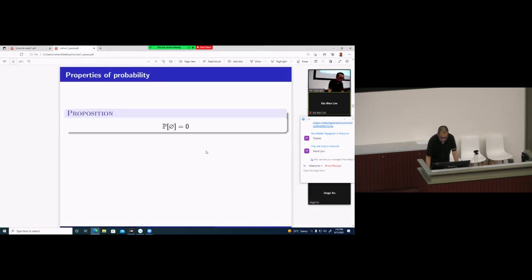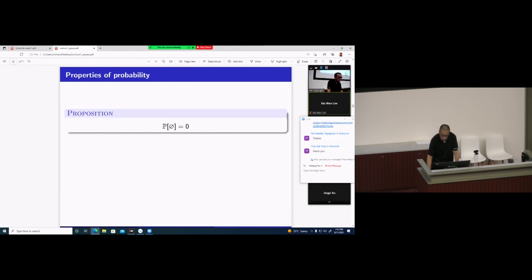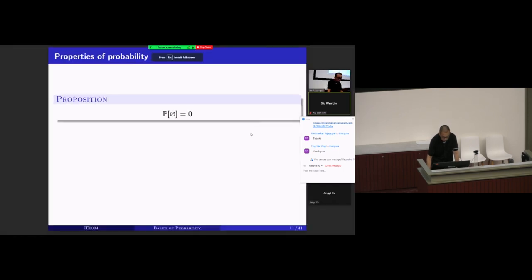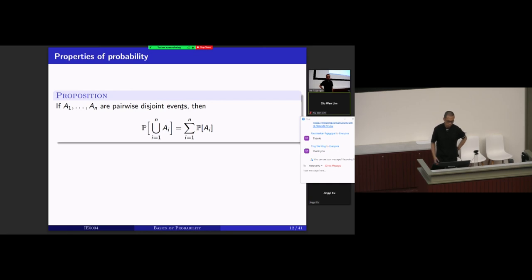And actually, the proof is already in my slide, but it may not have as many details as I show you in my notes. But I think it does not matter, as long as you can memorize this result. I think it's fine. So this is the first result.